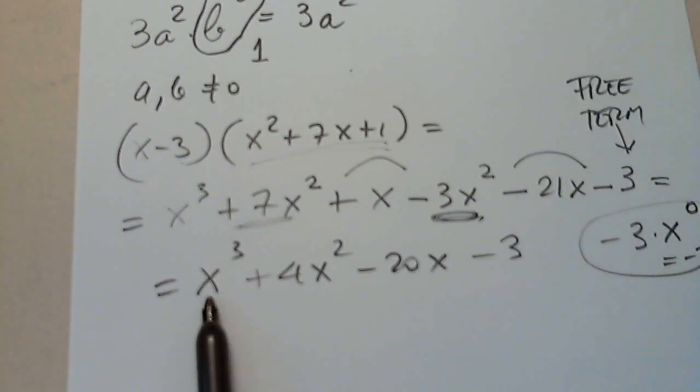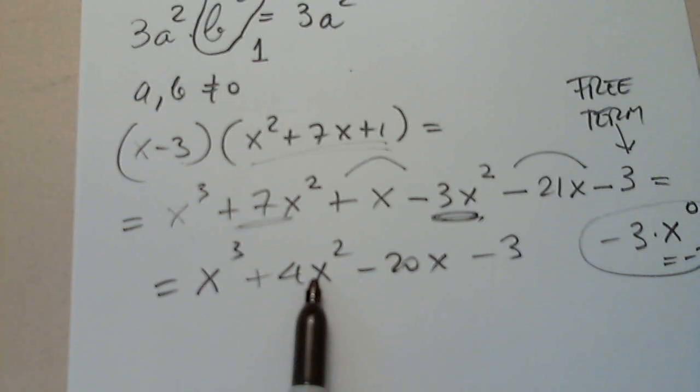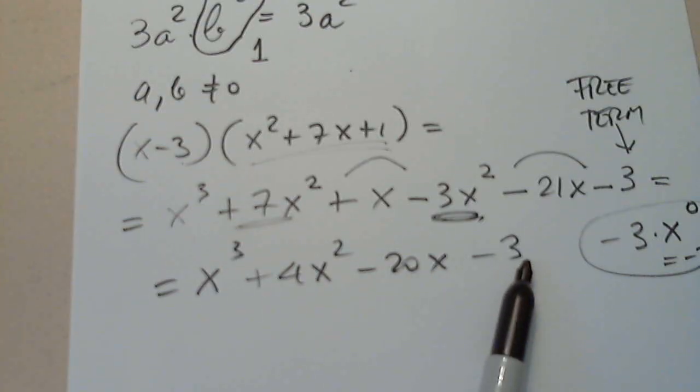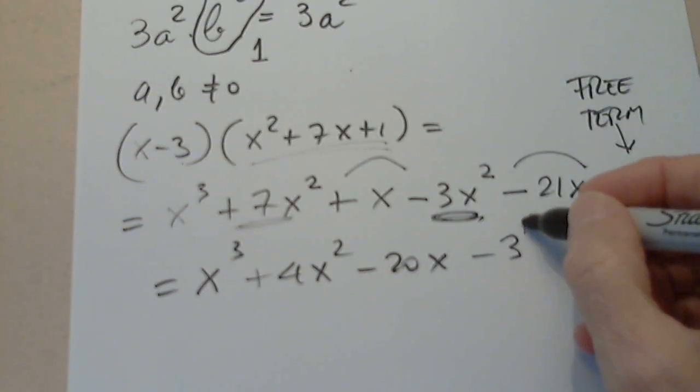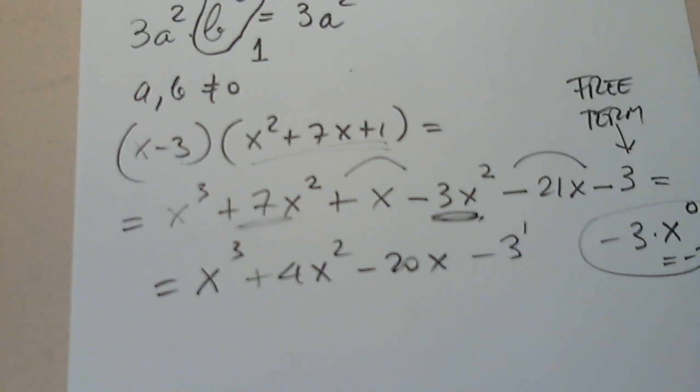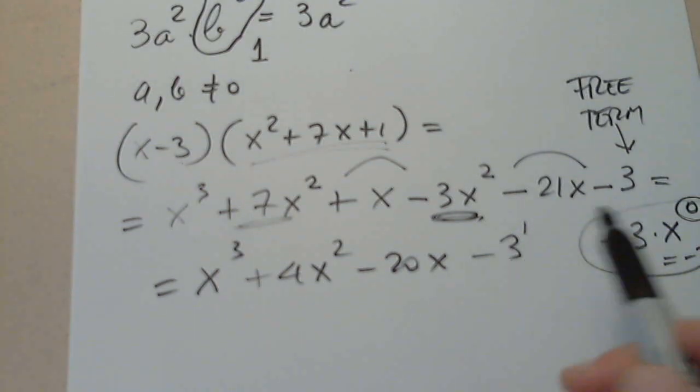So power 3 or degree 3, degree 2, degree 1, degree 0. I'm not talking about the power of 3. I'm talking about the degree of this term. The degree of this term is 0. Degree 3, degree 2, degree 1, degree 0. The power of 3 is 1.